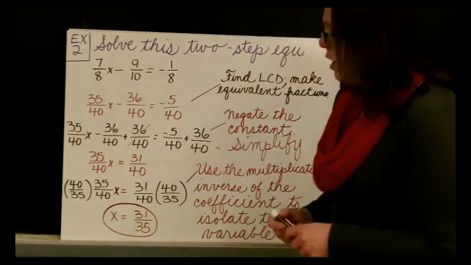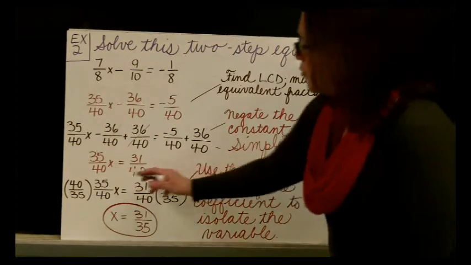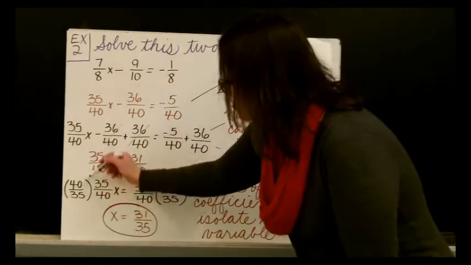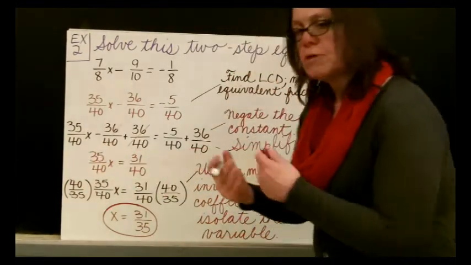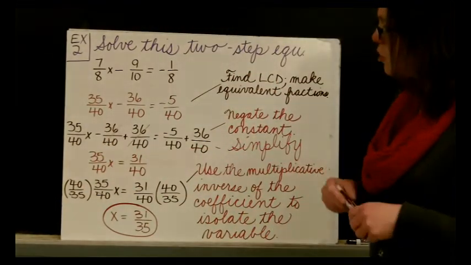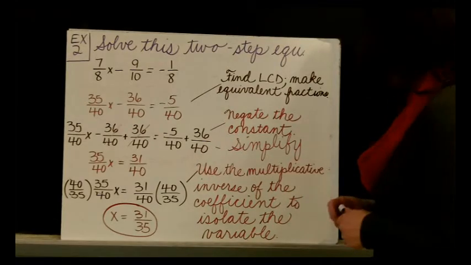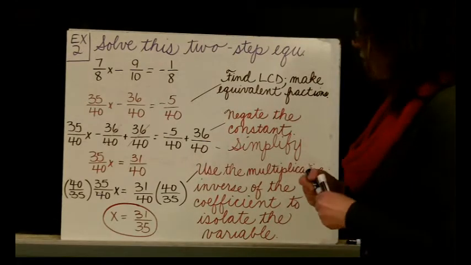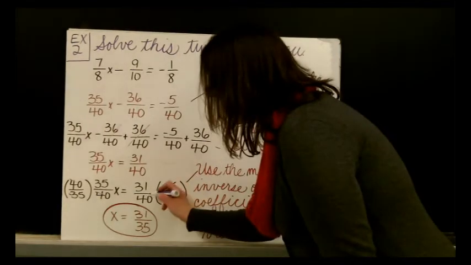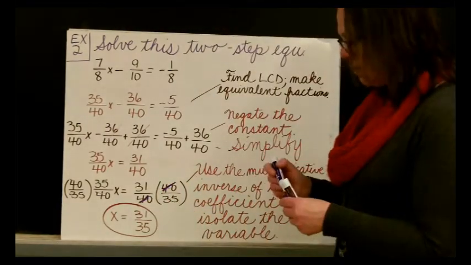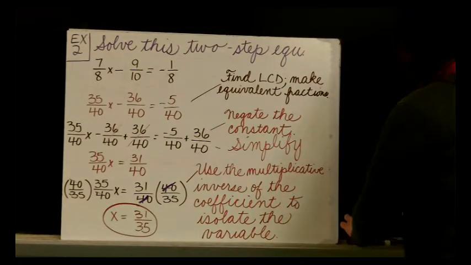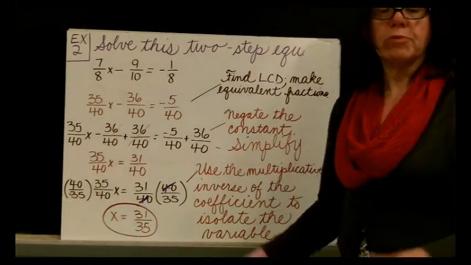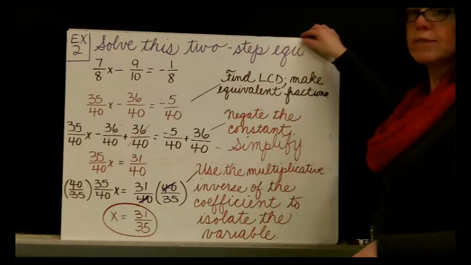After we multiply the 35 over 40x times 40 over 35, you see, we cross simplify and the 35s cancel each other out and the 40s cancel each other out. And then over here, these 40s will cancel each other out, leaving us with 31 over 35. Those numbers are relatively prime, so the fraction is already in its simplest form.